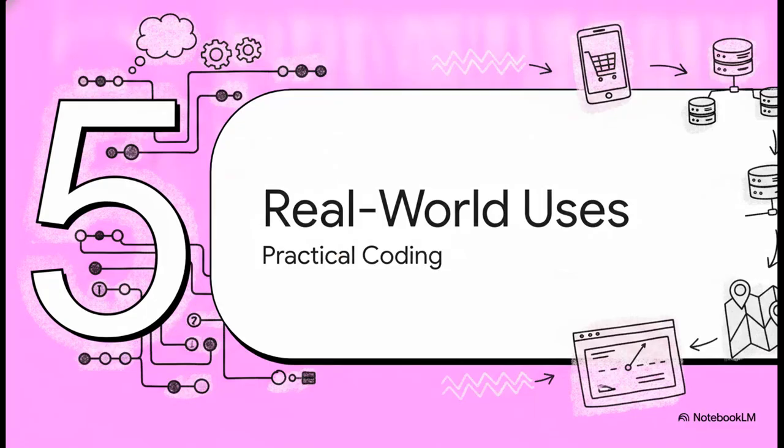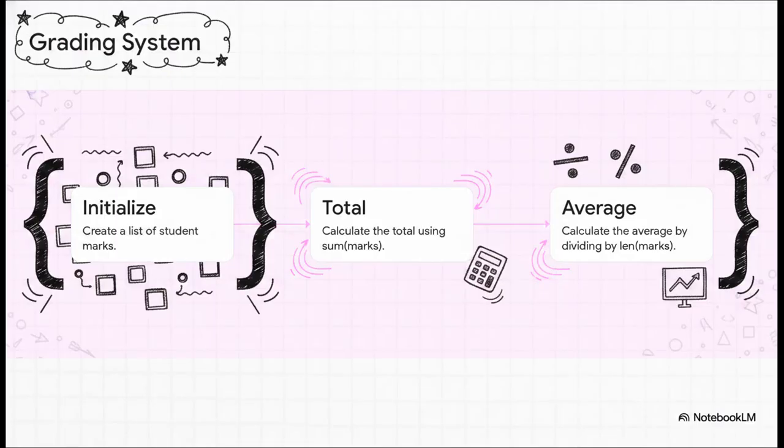Number 5. Real-world applications. Let's actually put this into practice and bridge the gap between abstract concepts and real coding. Imagine we're building a student grading system. Step 1. You initialize a list called marks containing scores like 85, 90, 78, 92, and 88, all inside square brackets. Step 2. You can instantly calculate the total class score by wrapping that list in Python's built-in sum function. Step 3. You find the class average by taking that sum and dividing it by the len of the marks list. In just 3 lines of highly readable code, you've processed a sequence of data flawlessly.